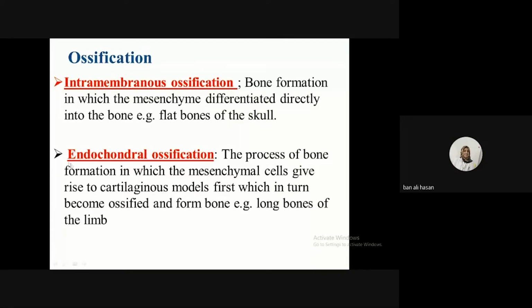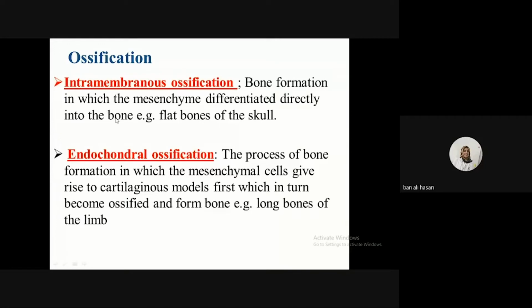So somitomeres are a segmented series of tissue blocks on each side of the neural tube. As we said before, look here, they are found here. So somites will differentiate into the sclerotome. They are also mesenchyme, or as we call it in another way, embryonic connective tissue. Then we have the dermomyotome.